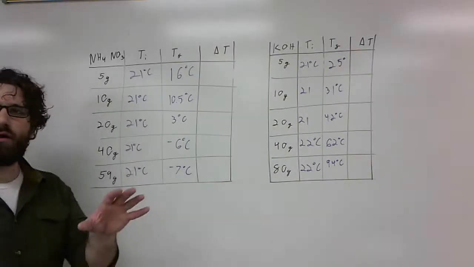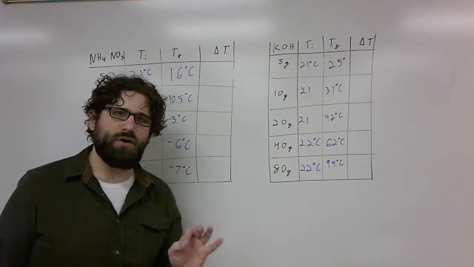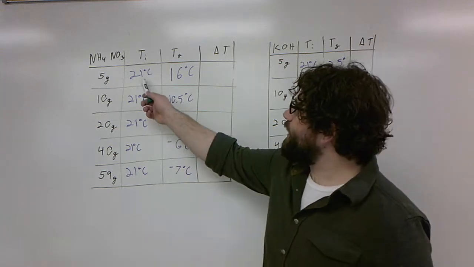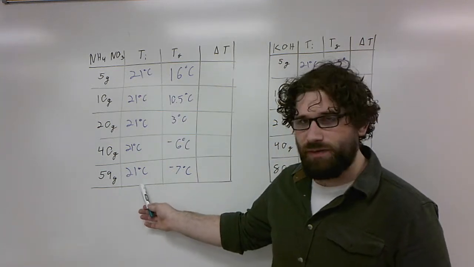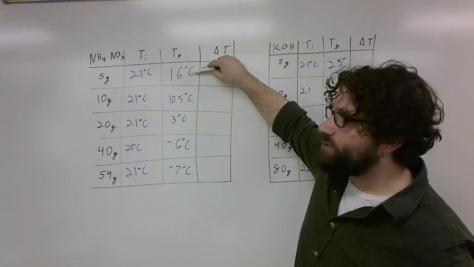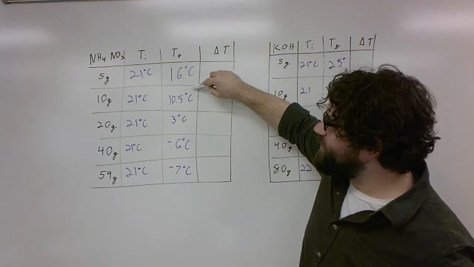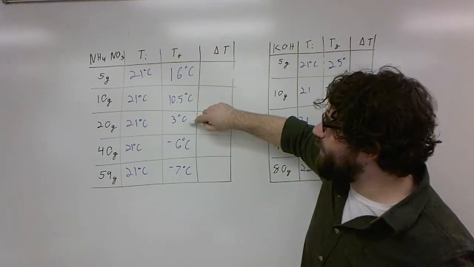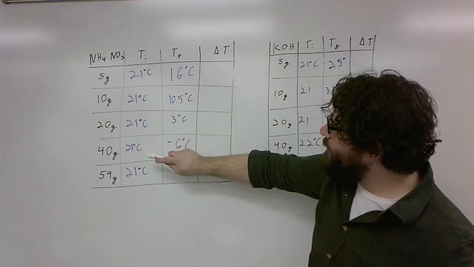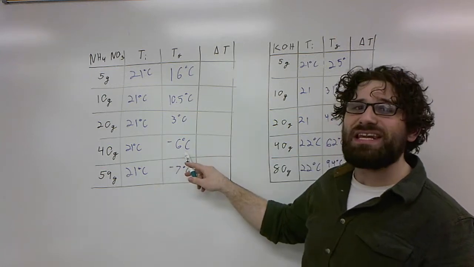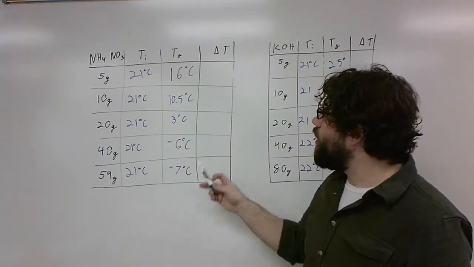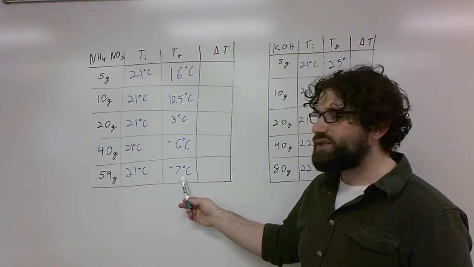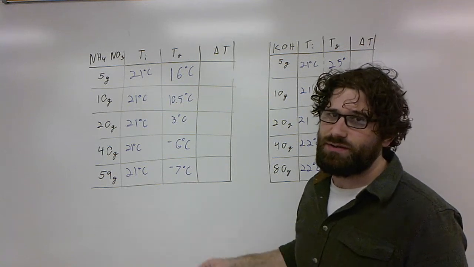All right. Here are our final results for our data table. We've got for the ammonium nitrate, starting at 21 degrees Celsius for everything. And then our 5 grams was 16 degrees Celsius. 10 grams was 10.5 degrees Celsius. 20 grams brought us down to 3 degrees Celsius. 40 brought us down to -6. Make sure you use that negative when you're calculating your change in temperature. And then last, our 59 grams brought us down to -7 degrees Celsius.